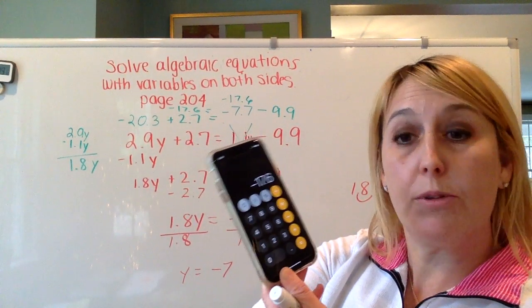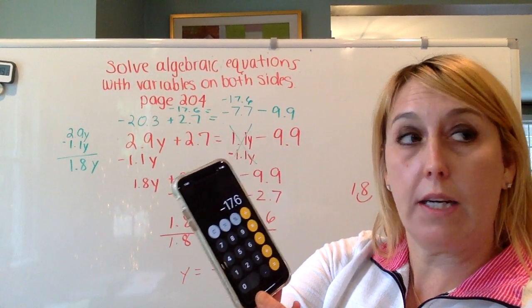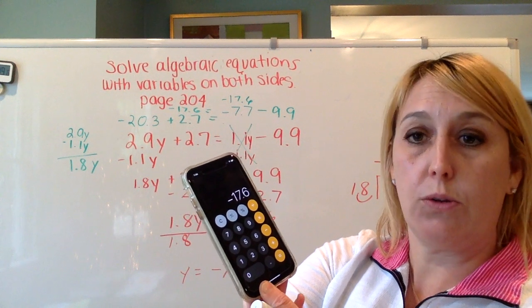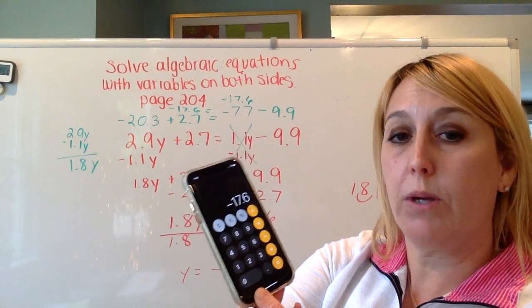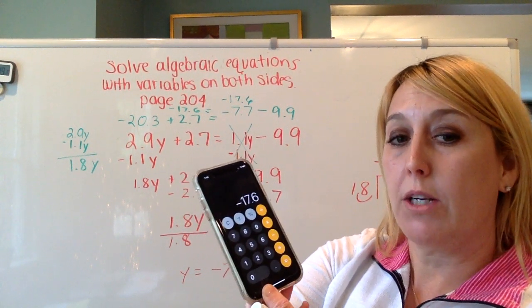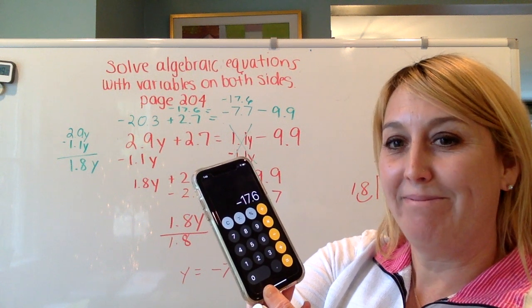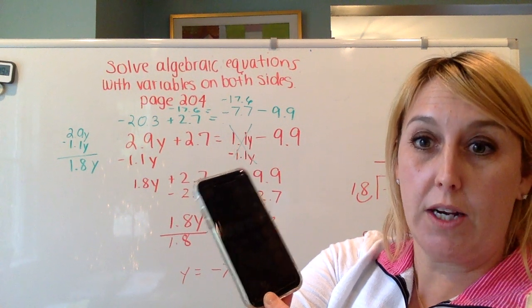So again, once you get your answer, substitute your variable value in to make sure that both sides are equal. And now I'm going to have you do a decimal one on Edpuzzle.